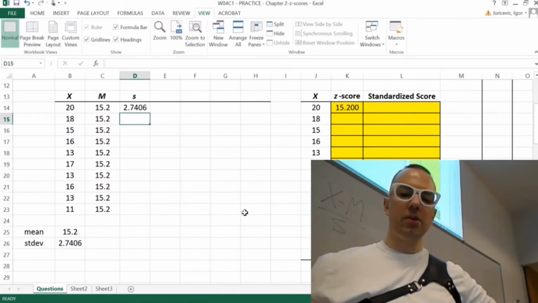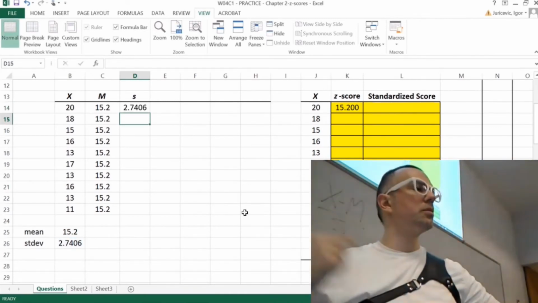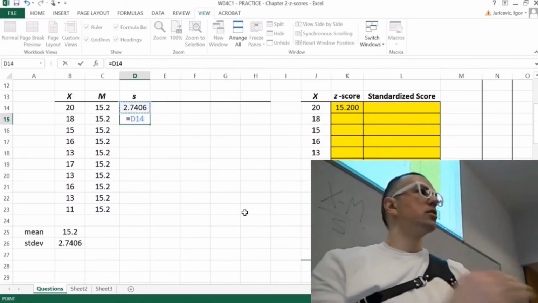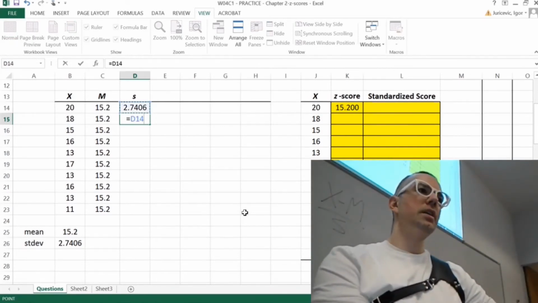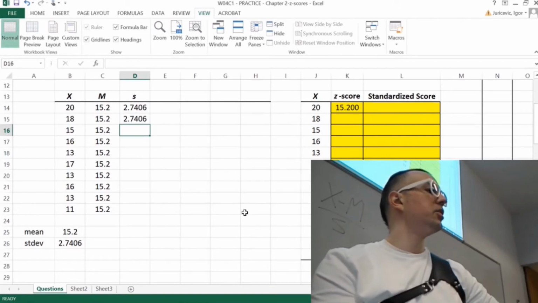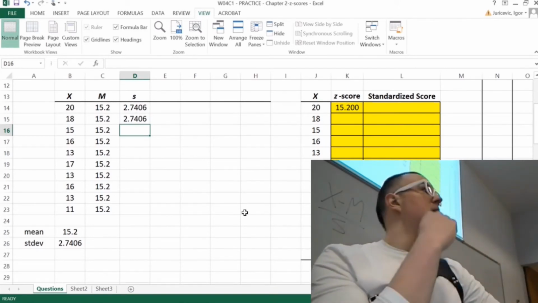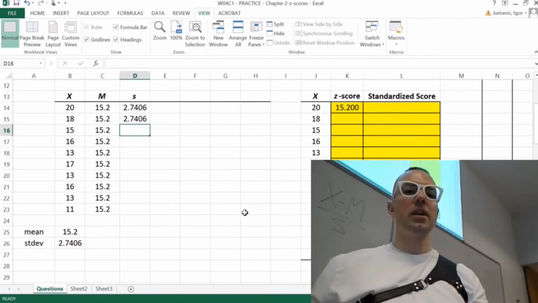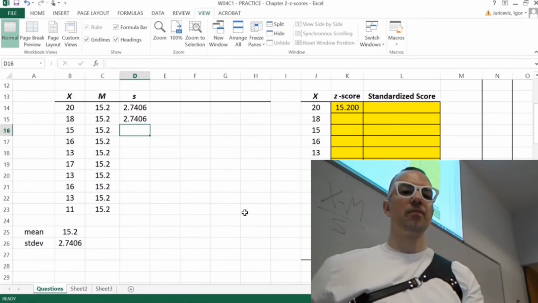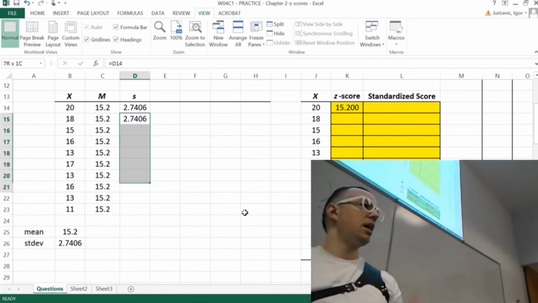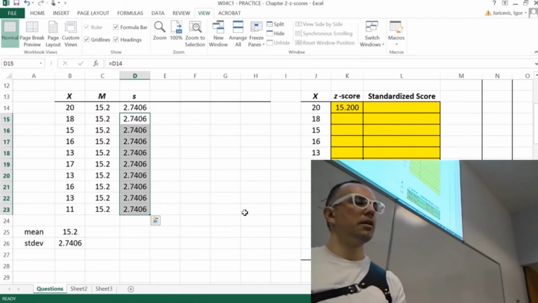Row number 2 is made equal to row number 1. So row number 1 has the number that you want in it. You make it equal to whatever value you need, in this case, the standard deviation. Row number 2 is equal to row number 1. And then that is the row that you copy all the way down to make that column of standard deviations.